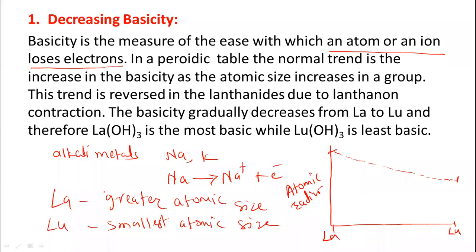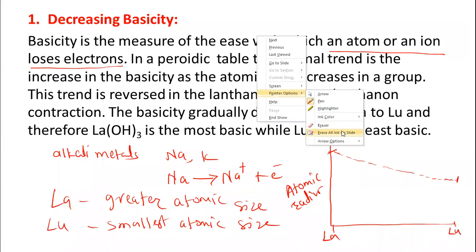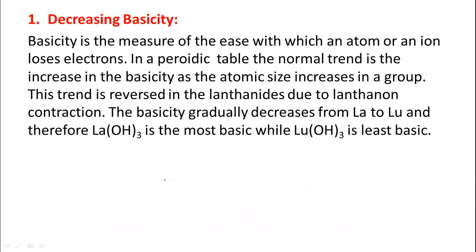Now, basicity depends upon the atomic radius. The larger the atomic radius, the greater the basicity. It means the elements having larger atomic radii are more basic in character, because those elements lose the electrons very easily.